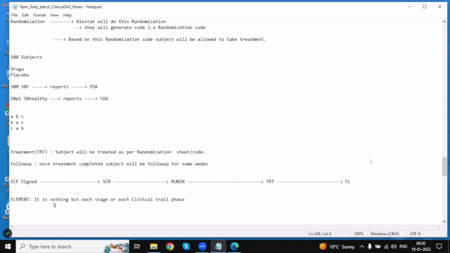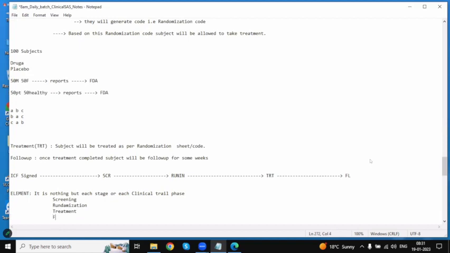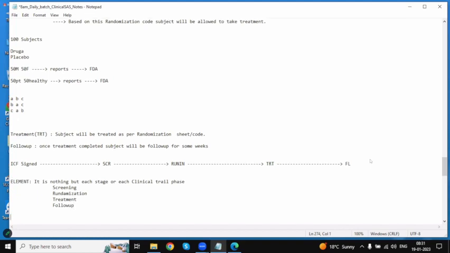What are the elements you have? Screening, randomization, treatment, and follow-up. These are the 4 elements you are going to have in every study. It should be the same. These are the 4 standard elements.